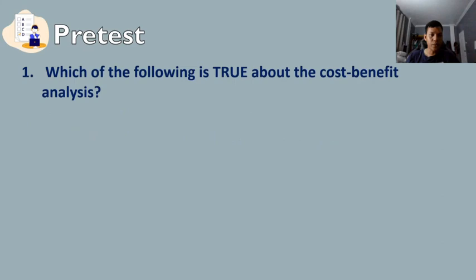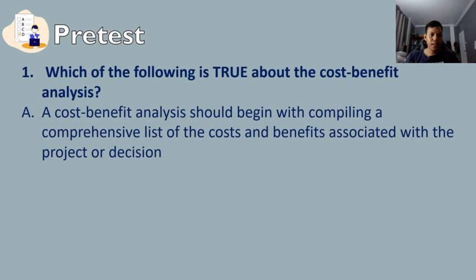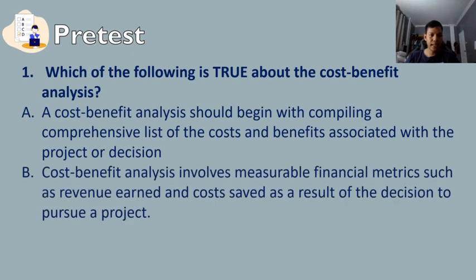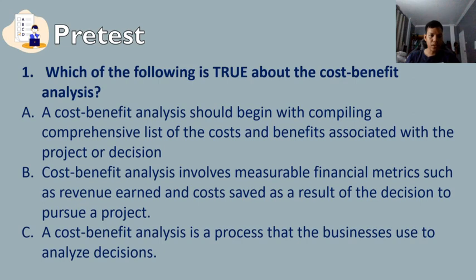Question number 1. Which of the following is true about the cost-benefit analysis? A, a cost-benefit analysis should begin with compiling a comprehensive list of the costs and benefits associated with a project or decision. Or letter B, cost-benefit analysis involves measurable financial metrics such as revenue earned and costs saved as a result of the decision to pursue a project. Or C, a cost-benefit analysis is a process that businesses use to analyze decisions. Or letter D, all of the above.